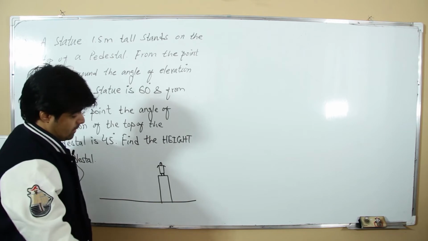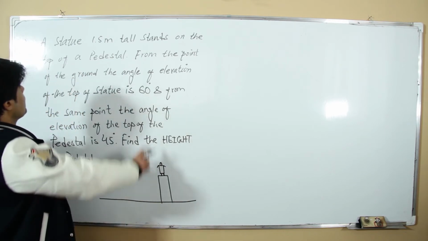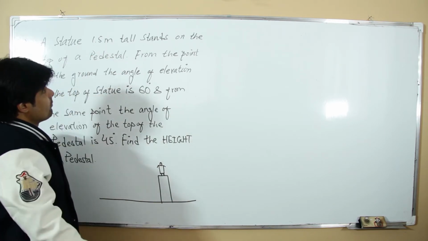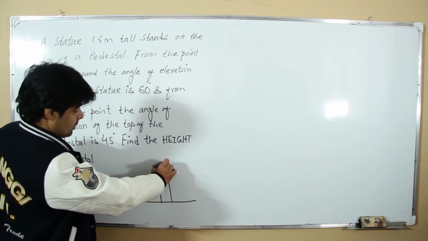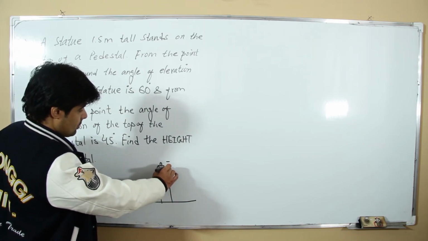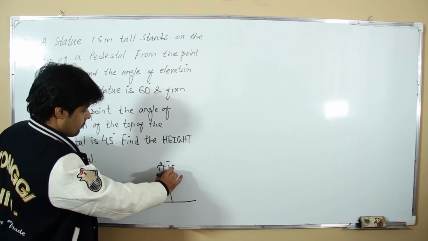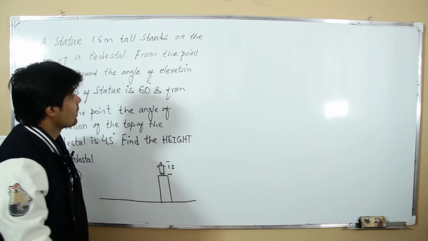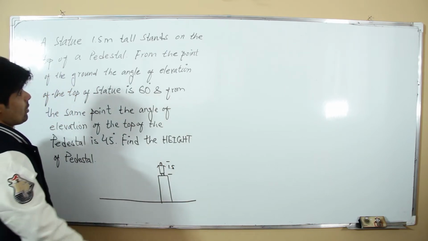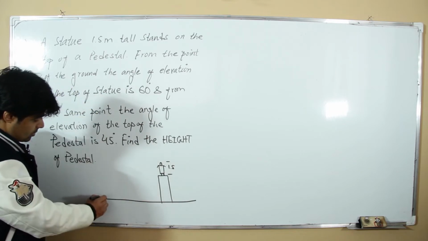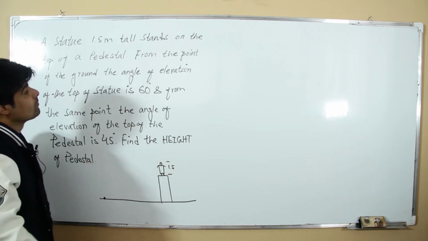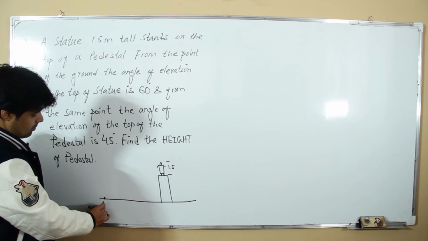Am I right or not? Yes. Now, a statue is 1.5 meter tall. This height is given, which is 1.5 meter. Next, from the point of the ground, suppose this is a point of the ground, it is A.